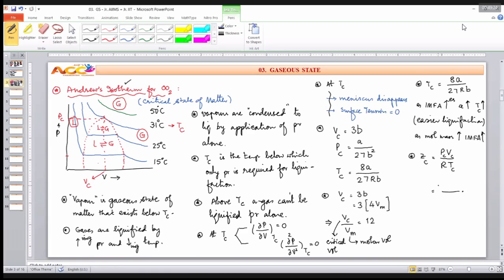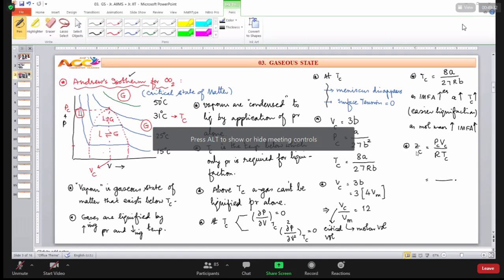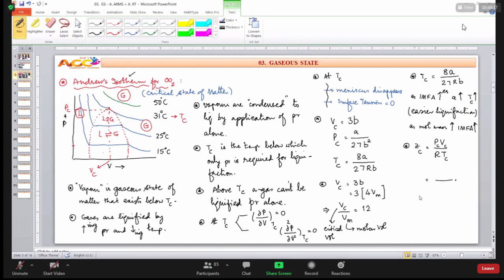चलिए, at TC, meniscus disappears. Surface tension becomes zero. Shukur Irfan, 3 by 8. Very good, beta. It's correct. You are right.